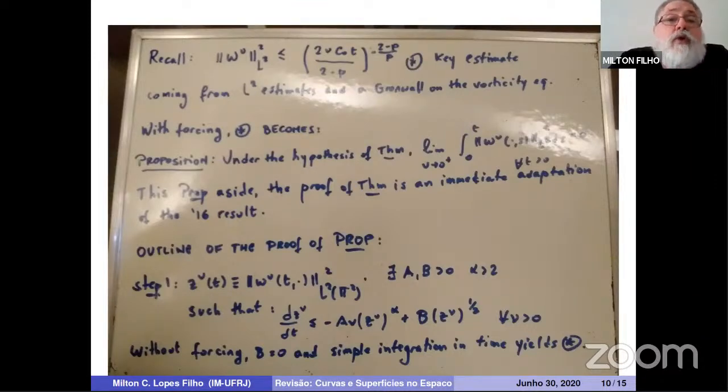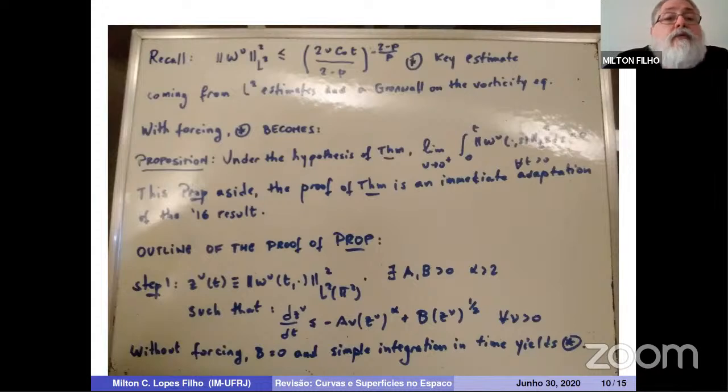Okay. So first recall that the key estimate, star, was the L2 norm squared of omega naught less than or equal to this expression involving nu and Q powers of P. This comes from L2 estimates in the vorticity equation, and just an integration in time. Okay, fine. So now the problem is that this becomes a little more complicated.